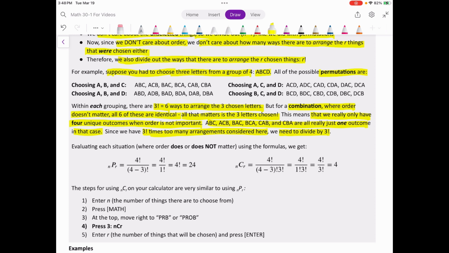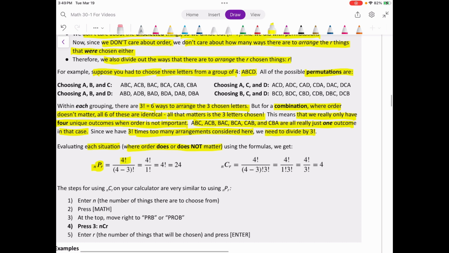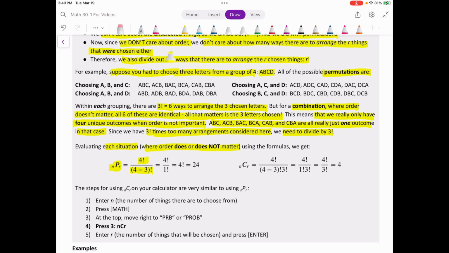So evaluating each situation, just to put these formulas to the test, where order does or does not matter using the formulas, right? If order does matter, we do n pick r, nPr, n factorial over n minus r factorial, right? Doing 4 factorial over 1 factorial, we don't care about the order of the one thing that we didn't choose, okay? Gives us 4 factorial, which is 24. Hey, 4 times 6, right? 4 different ways to choose the 3 letters, but for each of those, 6 ways to arrange them. 4 times 6 gives us 24, okay?